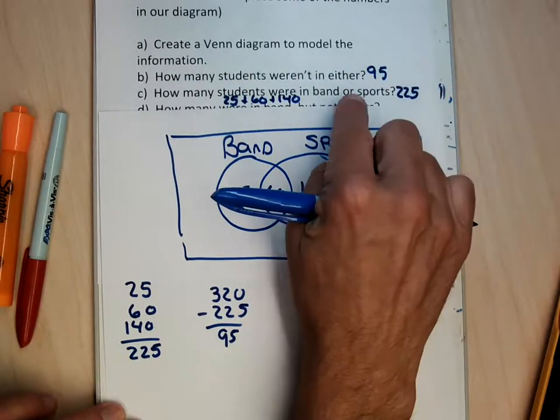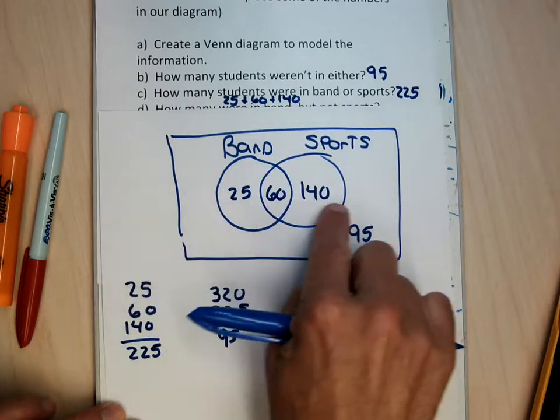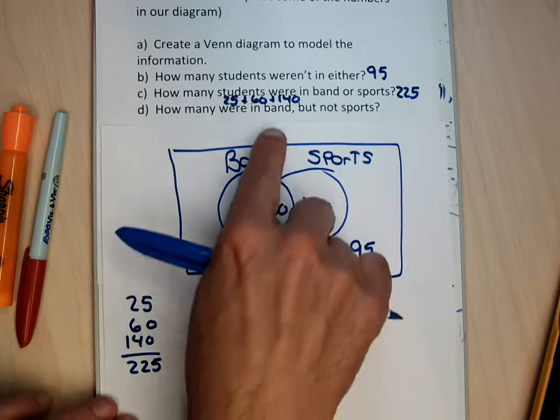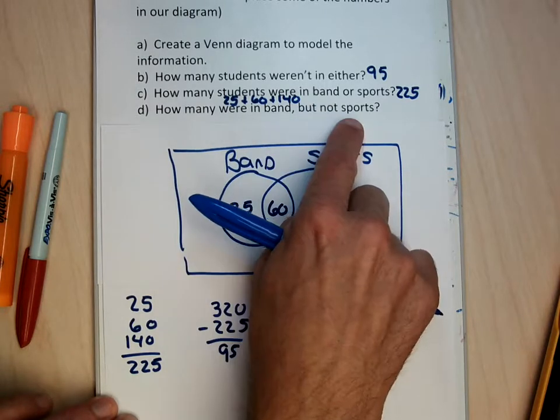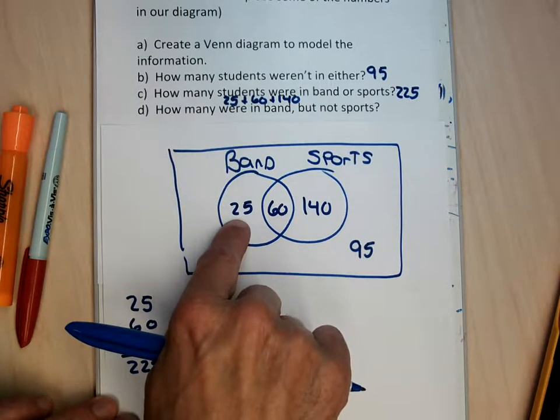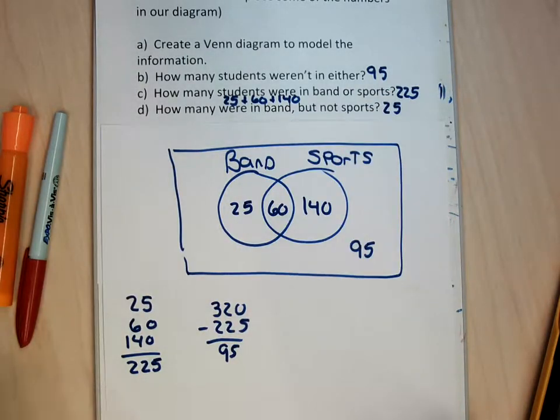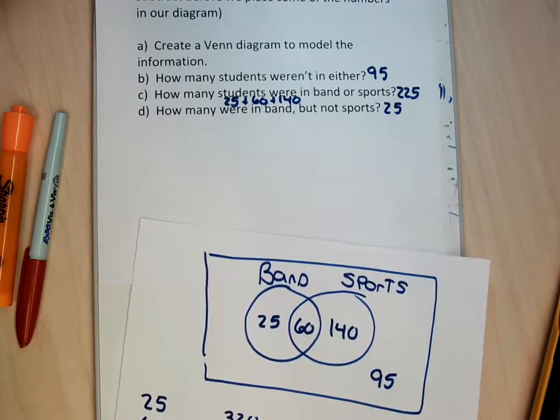So for any time we have an or question, we add up all the numbers in any circle with that name. And lastly, how many were in the band but not sports? That's those 25 right there. Those 25, they're part of the band circle, they're outside the sports circle. All right, so that's an example.